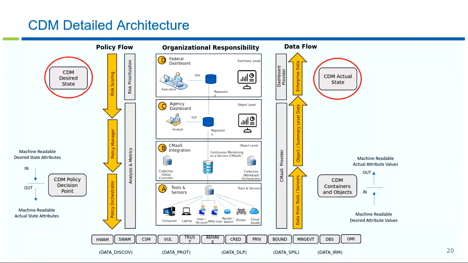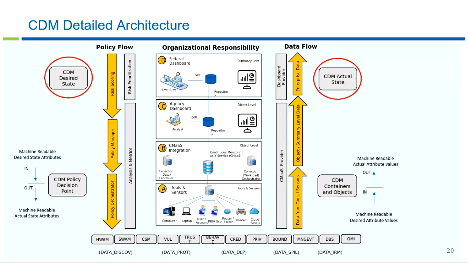Those tools and sensors collect information around the assets that are in scope for the assessment, which includes the computers, the laptops, the user accounts, the privileged, the routers, the printers, the cloud assets. Those tools and sensors collect that information and provide that data from bottom up in an upward flow. They move that data information up to Layer B, which is the integration layer, up to Layer C, which is the agency dashboard, to D, which is the federal dashboard.